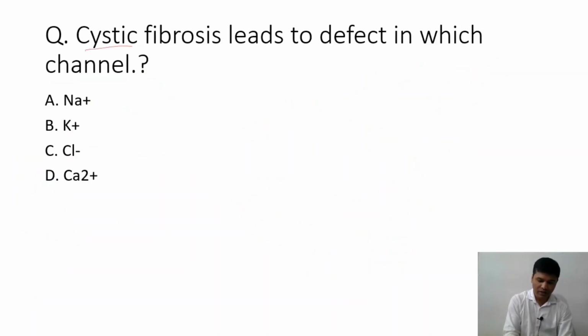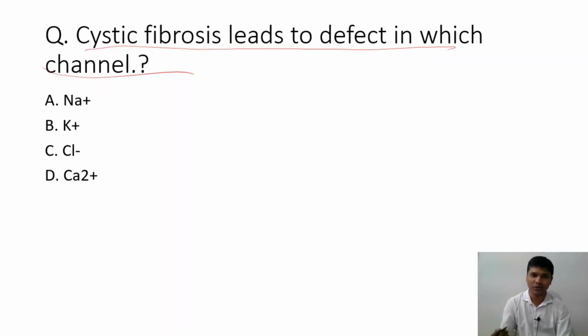Cystic fibrosis leads to defect in which channel? The answer is very simple, the chloride channel. Cystic fibrosis is because of a chloride channel defect. The CFTR gene is there, and because of that defective gene, this cystic fibrosis occurs.